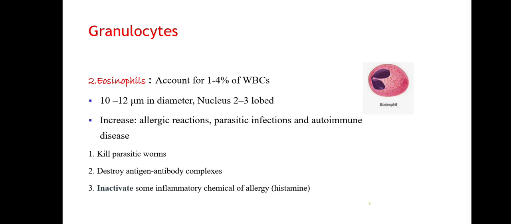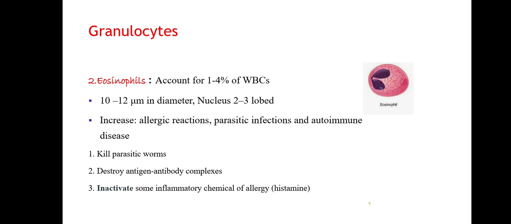They are about 2 to 3 lobed. The neutrophil had about 2 to 5. This one is 2 to 3. Then they increase in case of allergic reactions, then parasitic infection, and autoimmune disease. That's when the eosinophils increase.